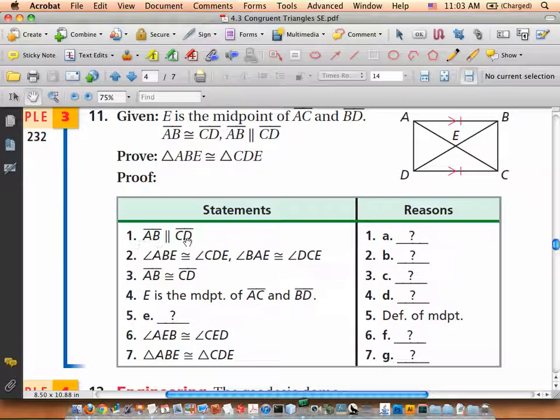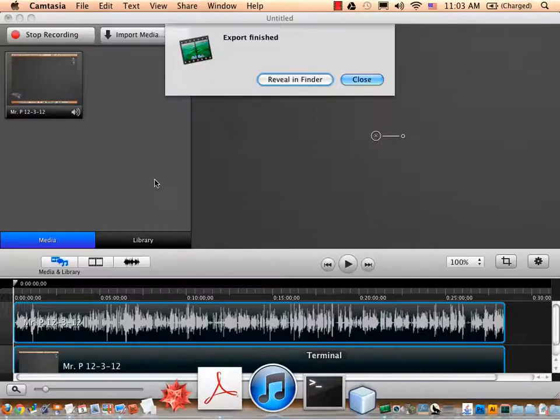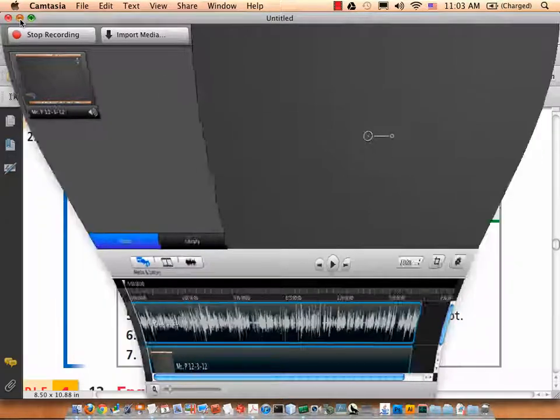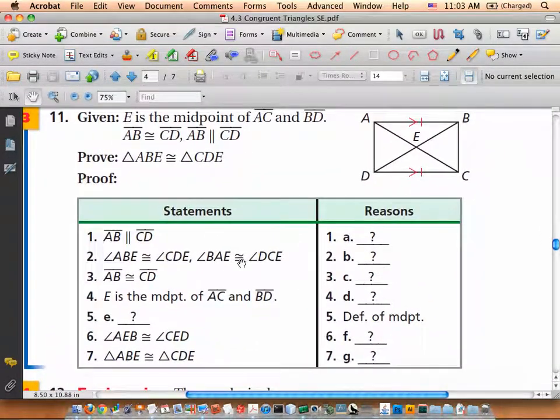Number one, how do I know that AB is parallel to CD? Given. So the first part's just given. How do I know that angle ABE is congruent to angle CDE? And that BAE is congruent to DCE? Follow the letters. Here's ABE, so this angle here. And that's congruent to CDE, so this angle here. It's given. That's not given.